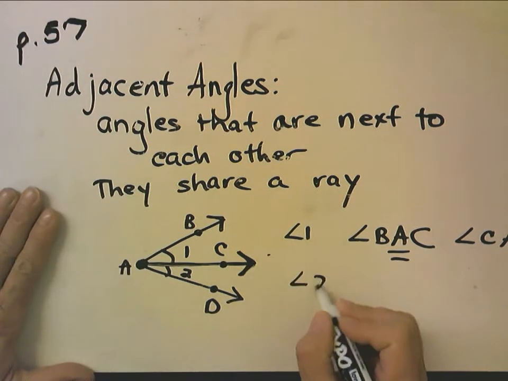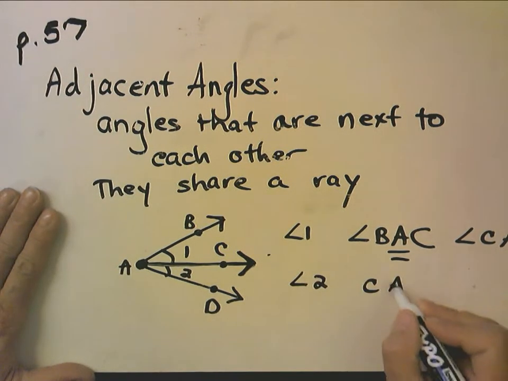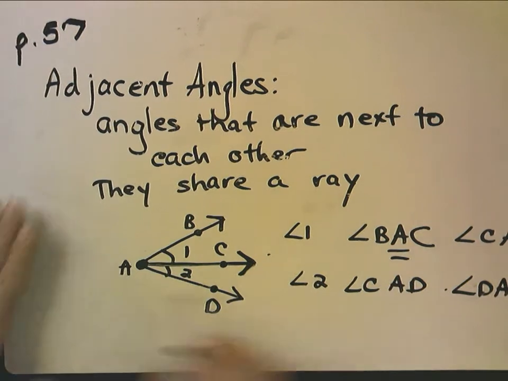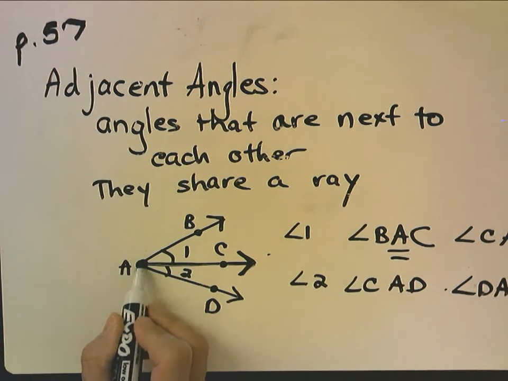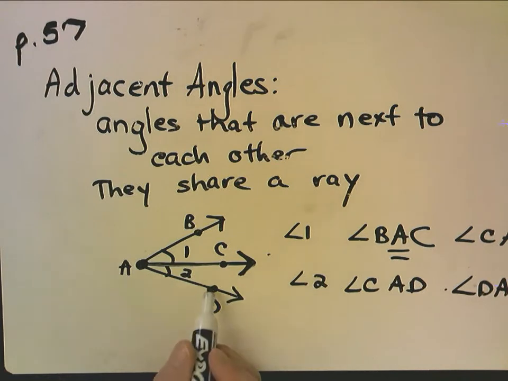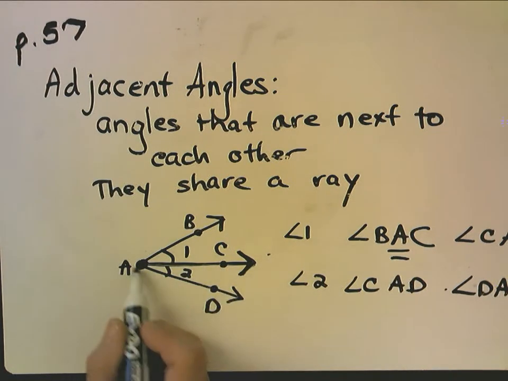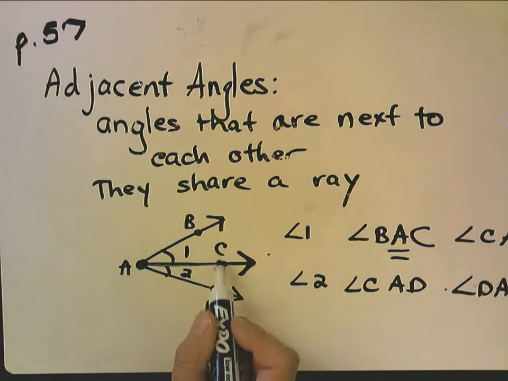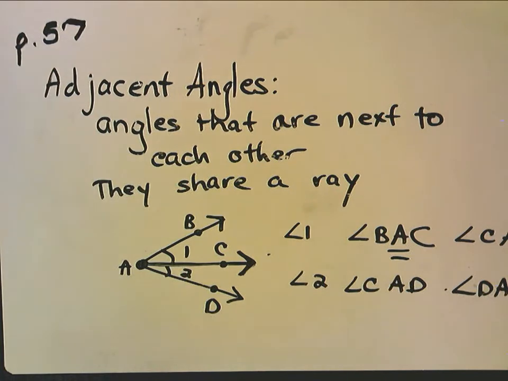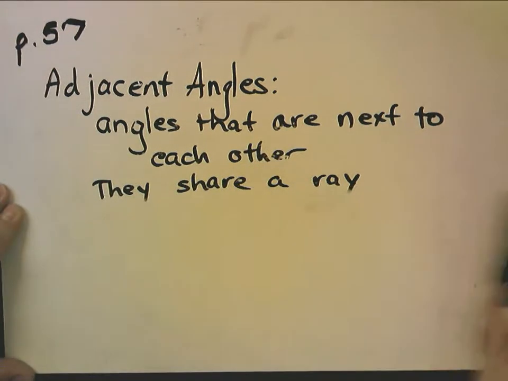Now angle 1 could be CAD, angle CAD, or it could be angle DAC. Again, A goes in the middle. They both share the ray AC. So we can have DAC, CAD, BAC, CAB. But in all cases here, A must go in the middle because that's the vertex. Okay, so that's adjacent angles.